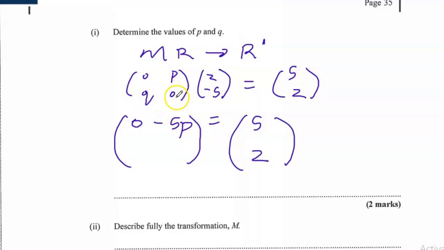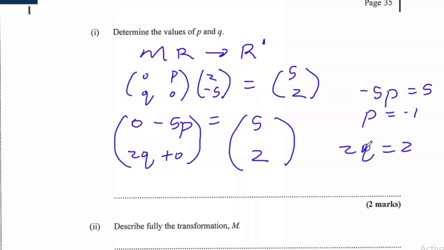And apply the second row to the column. So it's Q times 2, that's 2Q, plus 0 times minus 5, so plus 0. So if we equate, we end up with minus 5P equal to 5, which means that P is equal to minus 1. Divide both sides by minus 5. And end up with 2Q is equal to 2. Divide both sides by 2. So Q is equal to 1. So P is equal to minus 1 and Q is equal to 1.